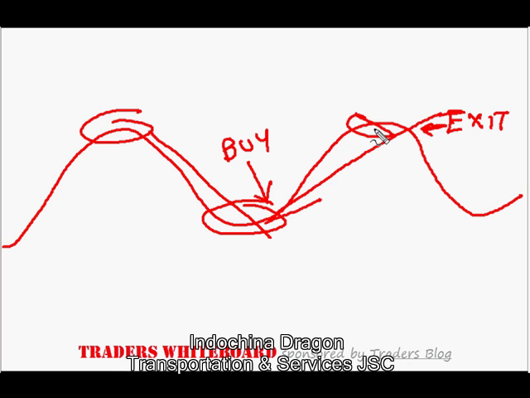Look, realistically, you're not going to get this part of the market. And realistically, you're not going to buy at the bottom here. It just isn't going to happen. But what you want to do is get the sweet spot right here. That's where you're going to make money.